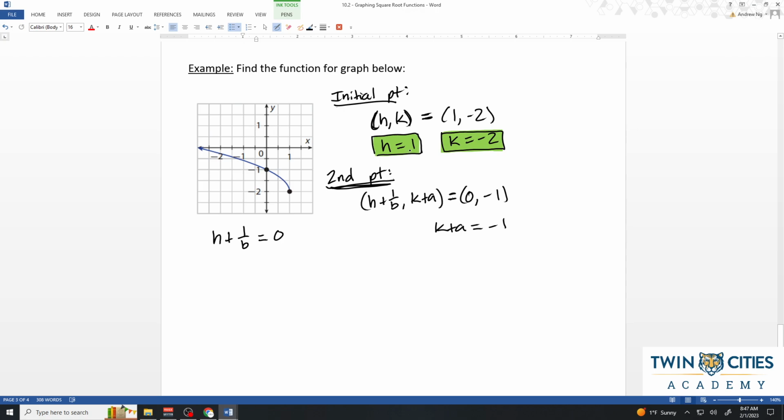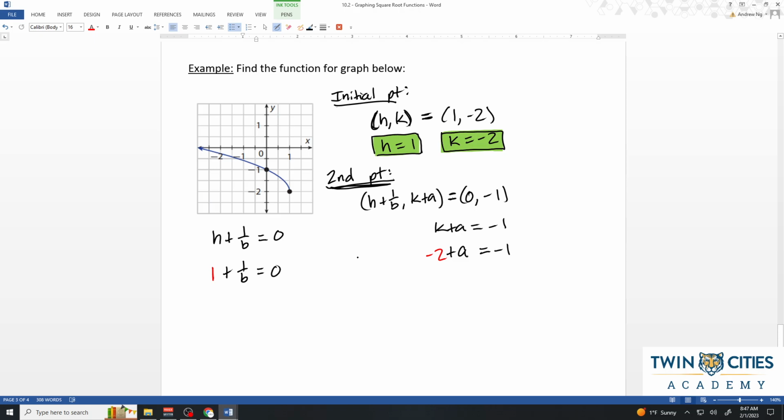Well, I happen to have found h and k already. h is 1, k is -2. So what I'm going to do over here is say h is 1, so let's plug that in. 1 plus 1 over b equals 0. And then I know that k is -2, so over here I can say -2 plus a is equal to -1.